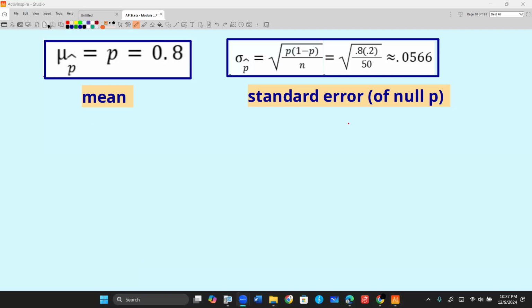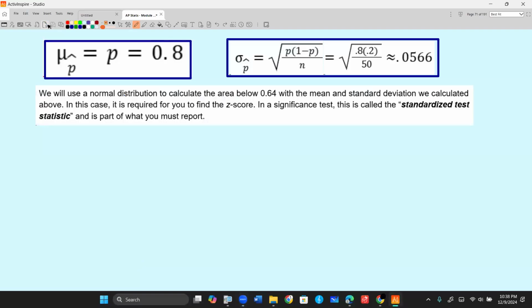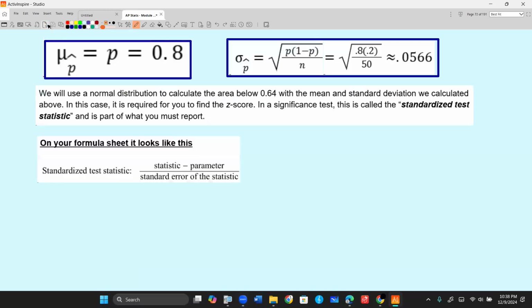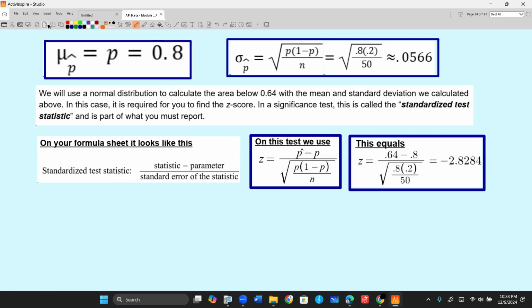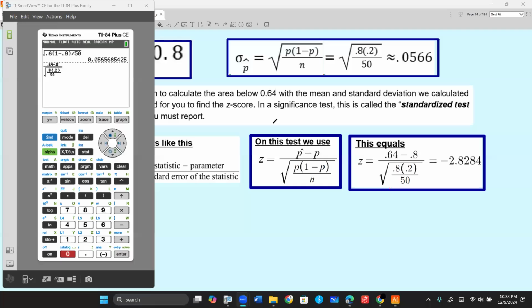All right, so let's build this here. We have our standard error, we have our mean. We know it's going to be a normal distribution. On your formula sheet, you have your generic test statistic. We use p hat minus p over the square root of p times 1 minus p over n. We're going to plug our numbers in, and we're going to get a z-score. We're going to get a test statistic, and that's our z-score in this case because this is a normal distribution. We haven't learned any other ones yet. If you carefully calculate that, you can determine that the z-score is negative 2.82.